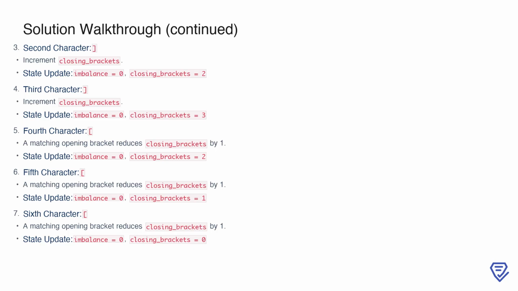For the fifth character, another opening bracket, we reduce closing_brackets again by 1 as it matches with another closing bracket. The state is now imbalance equals 0 and closing_brackets equals 1. Finally, the sixth character is another opening bracket, which matches with the last unmatched closing bracket, so we reduce closing_brackets by 1. The final state is imbalance equals 0 and closing_brackets equals 0.